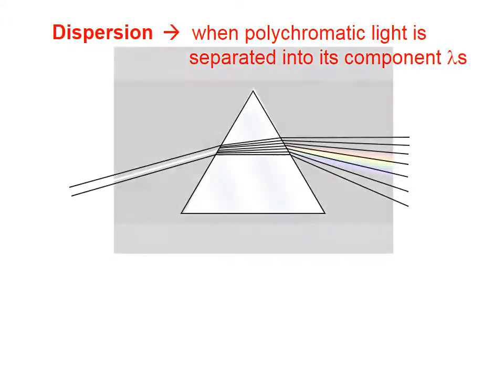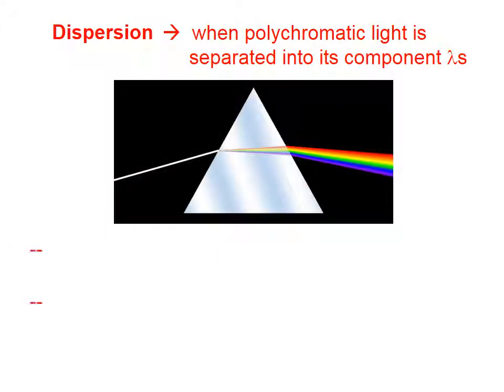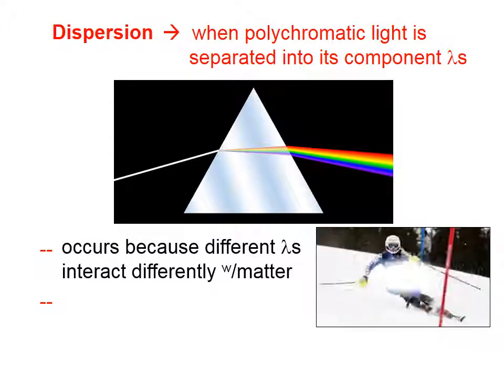Dispersion occurs when polychromatic light is separated into its component wavelengths. The most well-known example of dispersion is this picture of white light being dispersed by a prism, made very famous by the Pink Floyd album The Dark Side of the Moon.